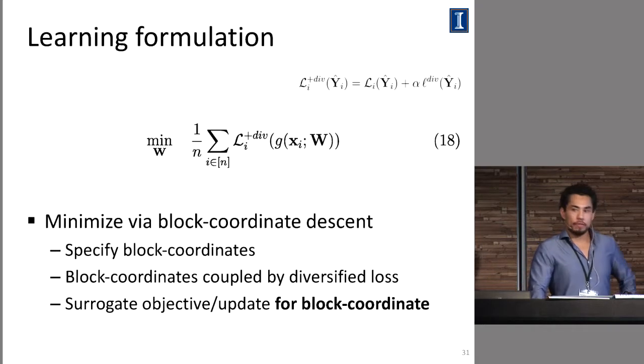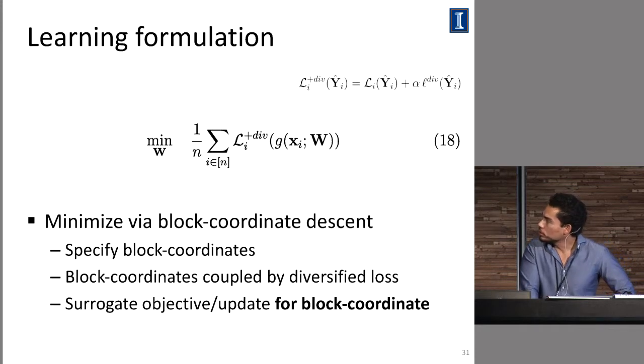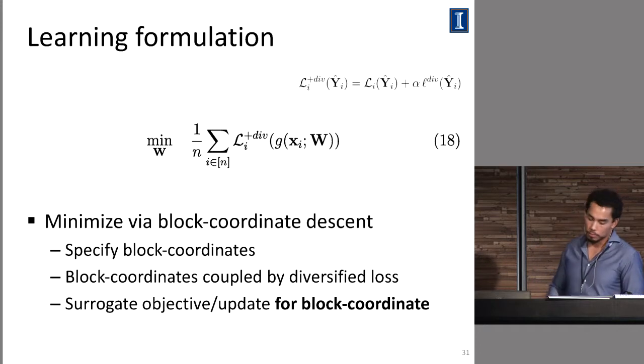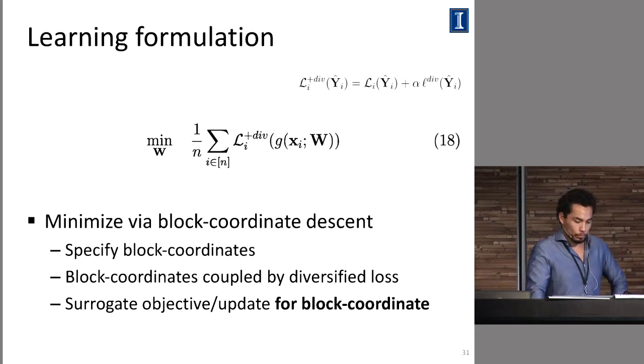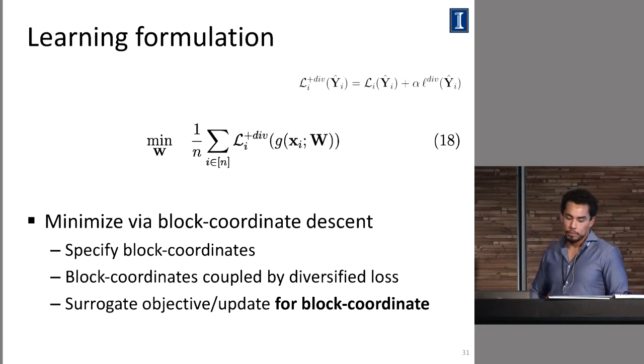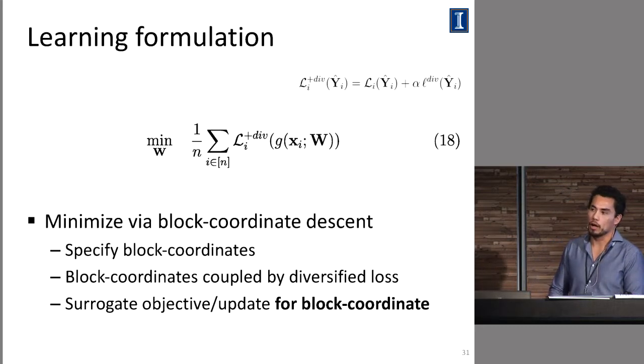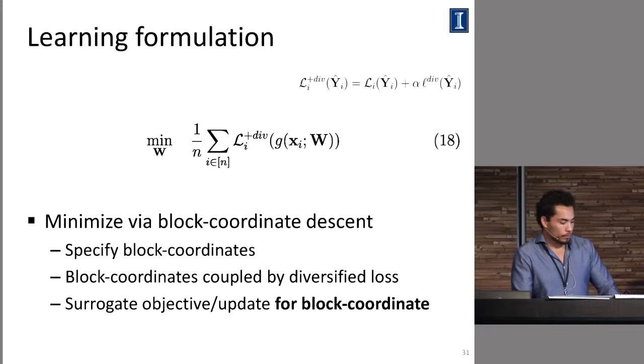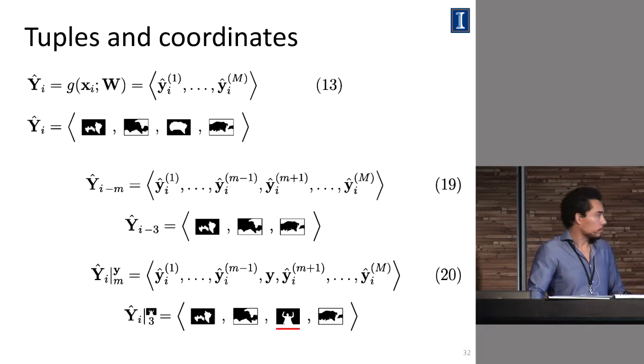So the learning formulation, again very similar to structural SVMs, is just find this vector W that minimizes the diversified risk on my data sample. And what I will do next is specify what the block coordinates are, which non-surprisingly will be the parameters associated with each element in my output tuple. However, this optimization is not as simple because the predictors at train time are coupled by this loss, especially the diversity penalty component to it.